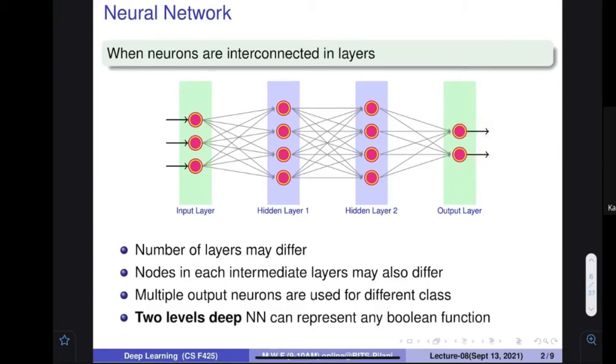This is a very important line. Next line is very important. A two-layer deep neural network can represent any Boolean function. Can represent any Boolean function. Do you know what is the Boolean function? Boolean logic, you know that. The output is actually 0 and 1. You have seen that Boolean circuit.